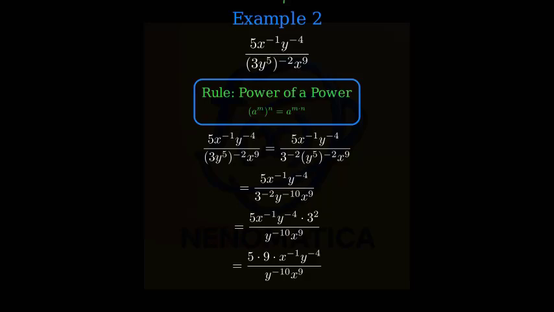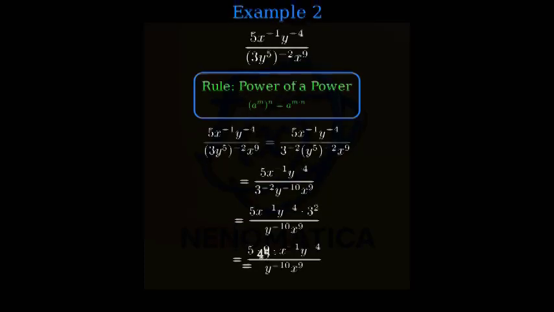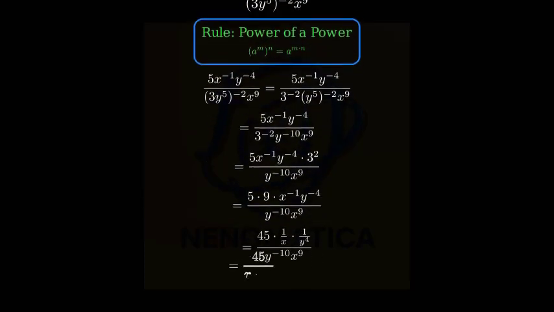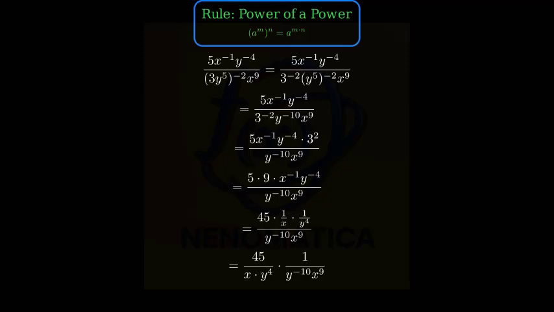So our expression becomes 5 times x to the power of negative 1 times y to the power of negative 4 times 3 squared, all divided by y to the power of negative 10 times x to the power of 9. Let's simplify the numerator. 5 times 9 is 45, and we apply the negative exponent rule for x to the negative 1 and y to the negative 4. This gives us 45 divided by x times y to the 4th power.